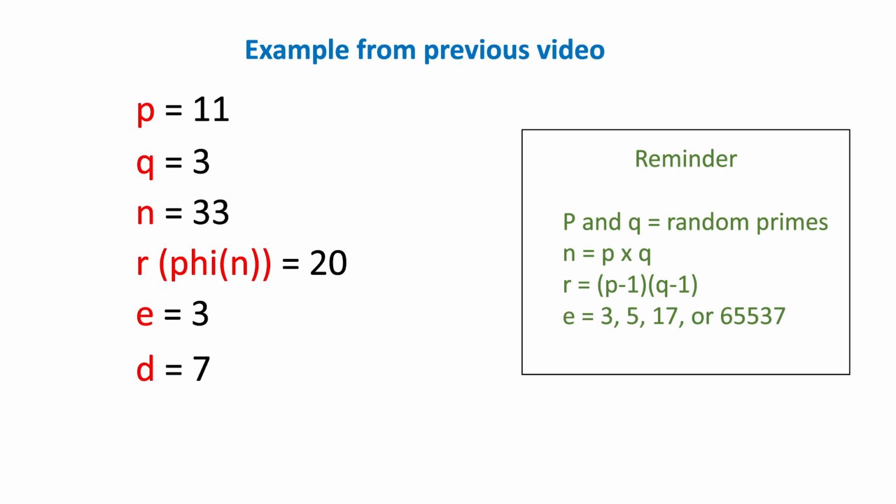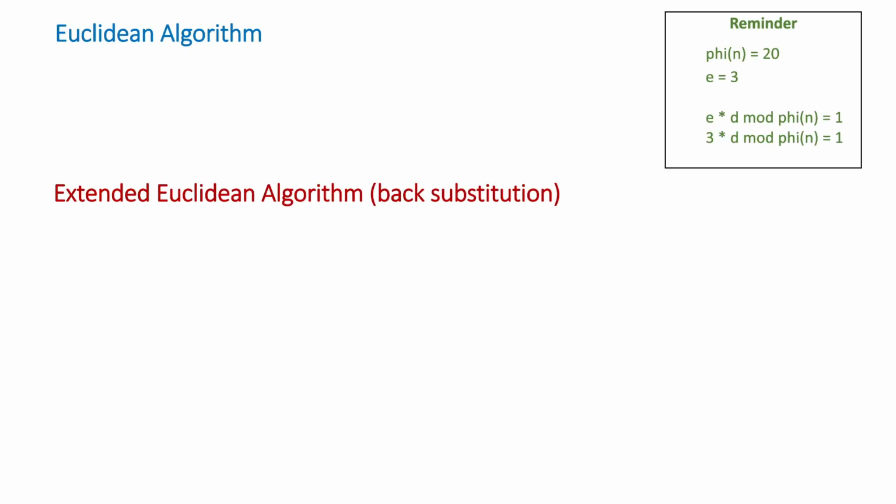So let's jump into the extended Euclidean algorithm. On the right hand side, we've got another reminder. Phi n is 20, or r. e equals 3. And what we want to do is find the value of d such that e times d mod phi n equals 1. In our case, this is 3 times d mod 20 should equal 1. And then we've broken it up into the Euclidean algorithm and the extended Euclidean algorithm, also referred to as back substitution, which we'll get into in a moment. But firstly, let's get started with the Euclidean algorithm.